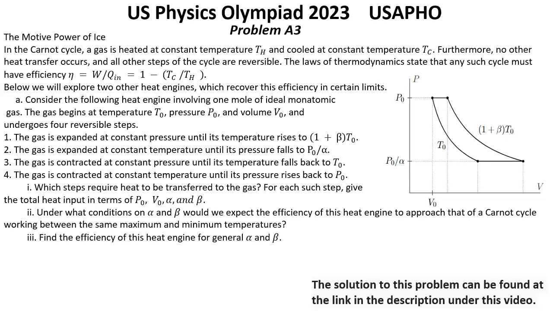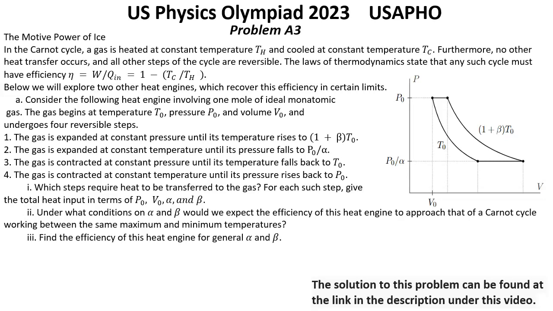Second step. The gas is expanded at constant temperature until its pressure falls to P0 over alpha. Step 3. The gas is contracted at constant pressure until its temperature falls back to T0. Step number 4. The gas is contracted at constant temperature until its pressure rises back to P0.